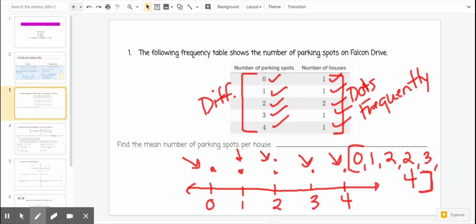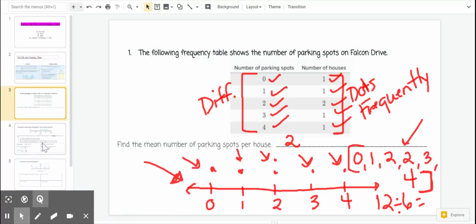So now I'm going to find my mean. I'm going to add all those numbers together. So 1 plus 2 plus 2 plus 3 plus 4 is 12. And then that's 6 data points, so I'm going to divide by 2. So the mean number of parking spaces per house is 2 for that. So that's how we use a frequency table to gather data. I typically take a frequency table and turn it into a dot plot and then go from there. Use my dots to figure out my data.